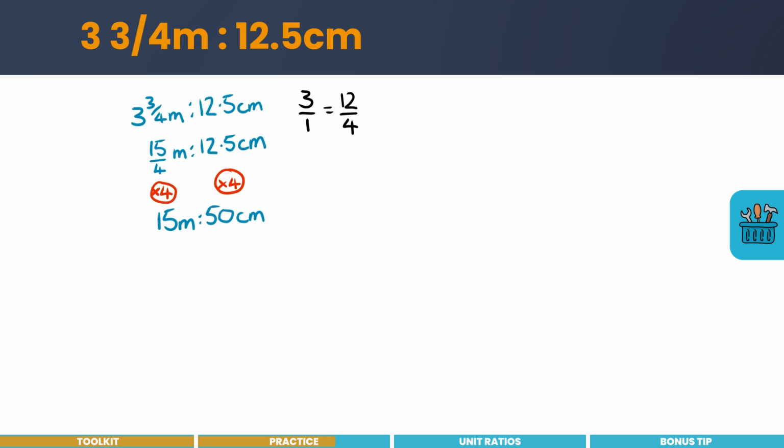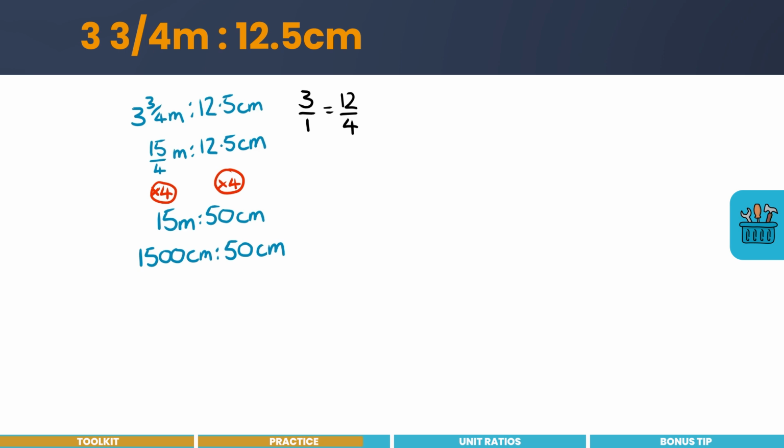Okay, I think I'll sort the units now. Going from the larger unit to the smaller unit, I'll convert from metres to centimetres. There are 100 centimetres in a metre, so 15 metres becomes 1500 centimetres. Now we have matching units and a whole number ratio, so we're just looking for common factors now.